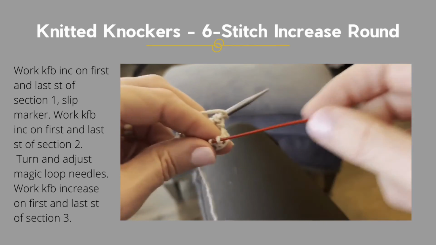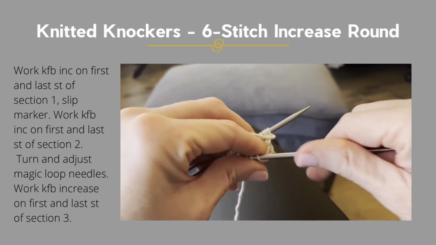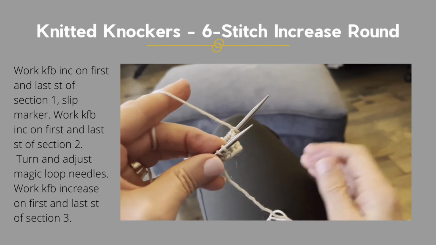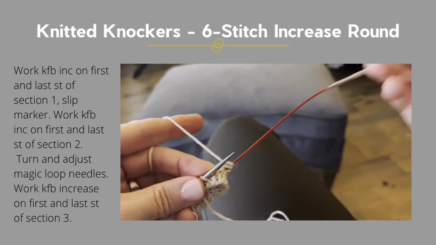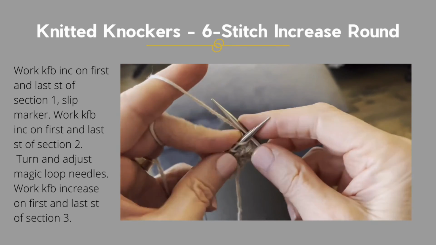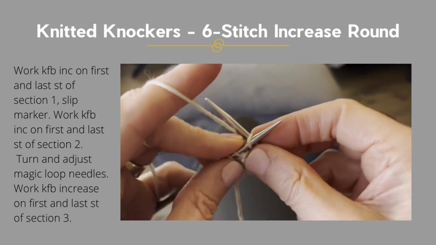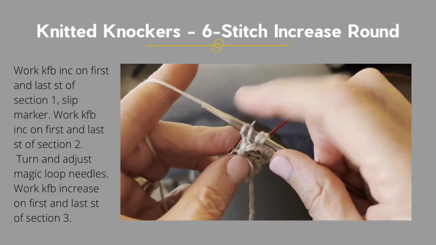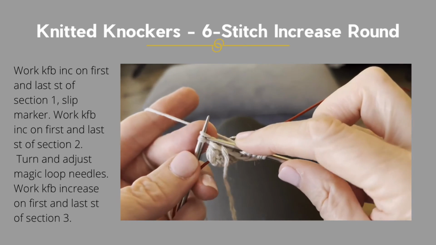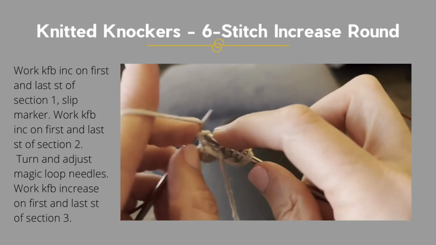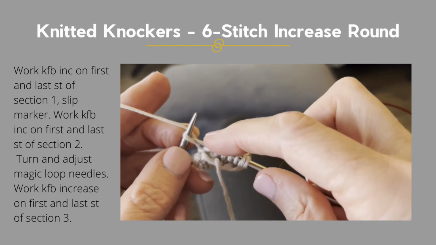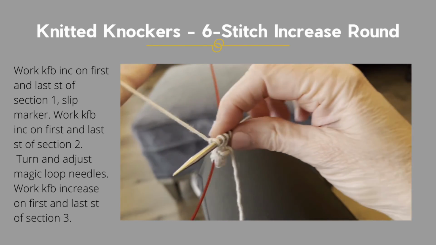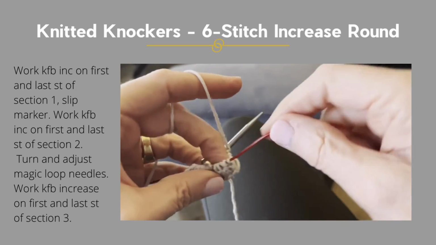We're going to turn it, slide our needle back in, and now we're going to do the same thing to the last section 3. We're going to increase a stitch in the beginning and a stitch in the end. So increase, knit to the end till we have 1 stitch left in section 3, and do another increase. And now we have 8 stitches in section 3. So now each section has 8 stitches.